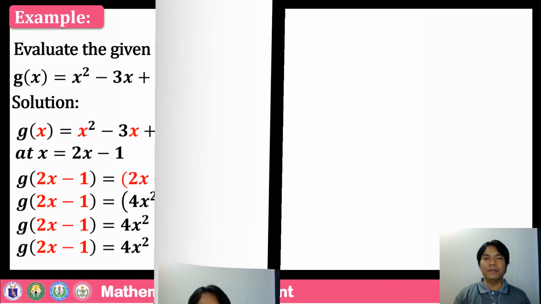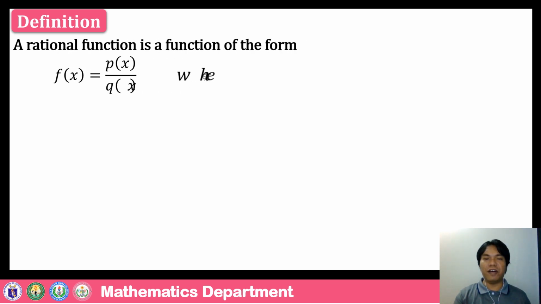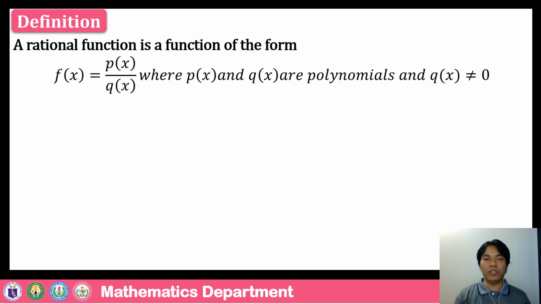Natapos na natin mapag-aralan kung paano natin ma-evaluate ang isang constant function at ang isang polynomial function. Ngayon naman ay pag-uusapan natin kung paano tayo mag-i-evaluate ng isang rational function. By definition, a rational function is a function of the form f of x is equal to p of x over q of x, where p of x and q of x are both polynomials and q of x is not equal to 0. Ang detailed na explanation ng rational function ay didiscuss natin sa Chapter 2.